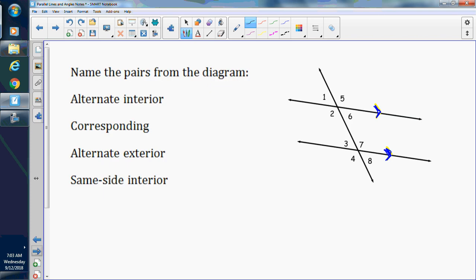Let's finish off. Identify the pairs. Hit pause and write down all the different pairs that we have. Then when you have them, press play again.